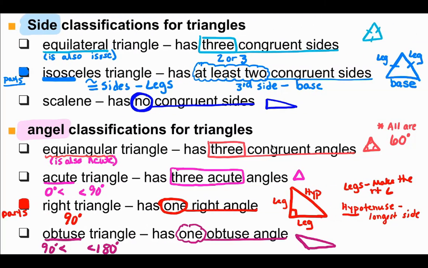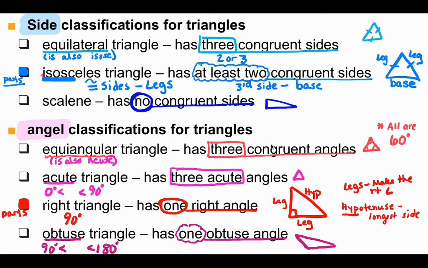We're also going to be classifying triangles. There are two sets of classifications. We can classify a triangle using its sides, or we can classify a triangle using its angle measures. There are three side classifications. The first one is equilateral, and it has exactly three congruent sides. So all three sides will be identified as congruent.